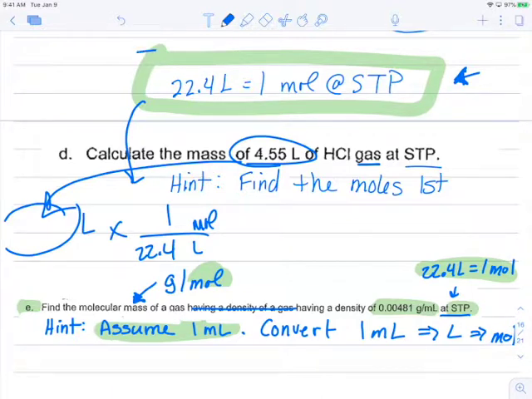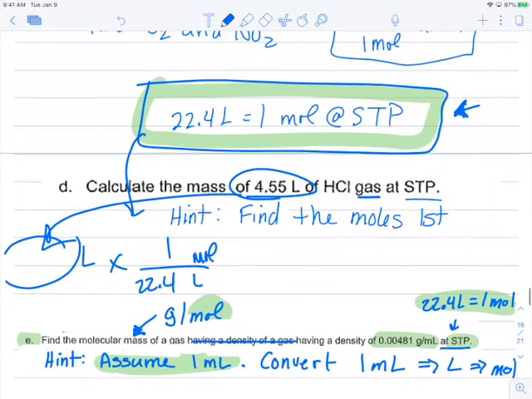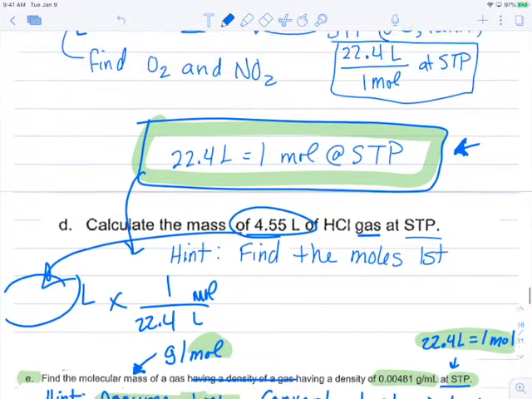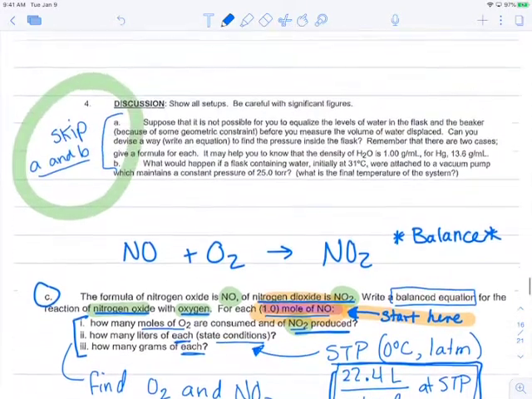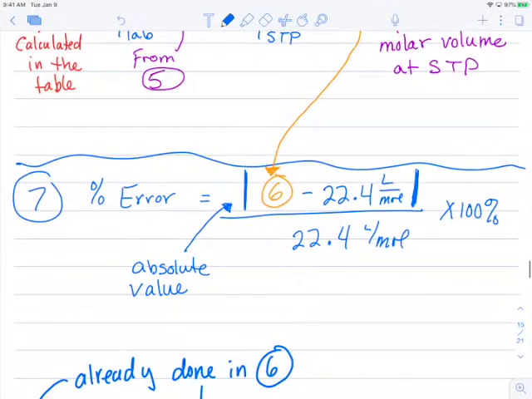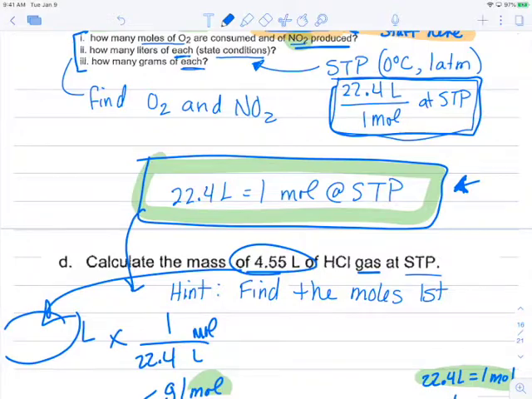So that's just this relationship that we've been talking about. Anytime you're at STP, it's always 22.4 liters per mole. And it's something that we used above here as well. You're going to use it in part C as well. 22.4 liters per mole. And you're using it in your percent error as well, because that's the accepted value, so you're comparing your answer to that one. Does that answer the question?